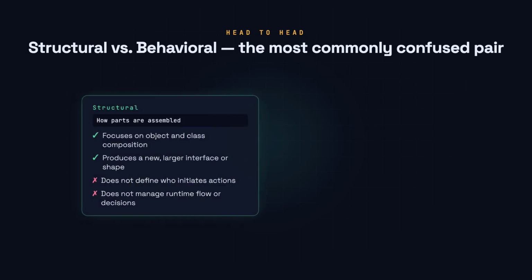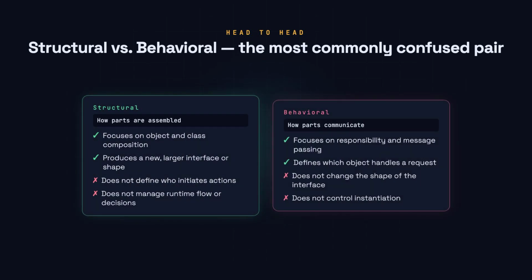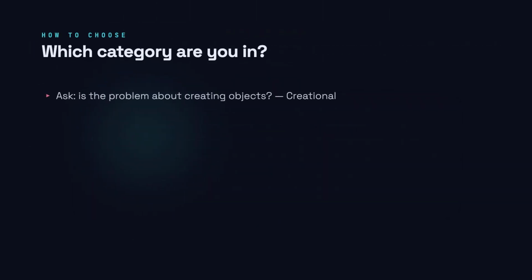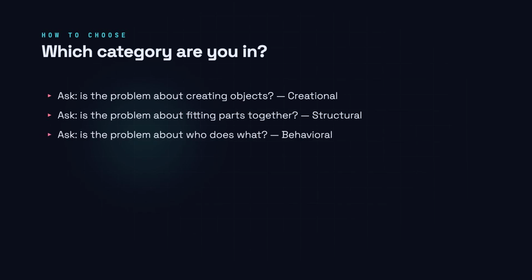Structural and behavioral patterns are the pair developers mix up most often because both involve multiple collaborating objects. The key distinction is this: structural patterns are about the static shape of how objects are wired together. The result is a composed structure with a unified interface. Behavioral patterns are about the dynamic flow of who handles a request and how responsibility is passed around at runtime. Shape versus flow.